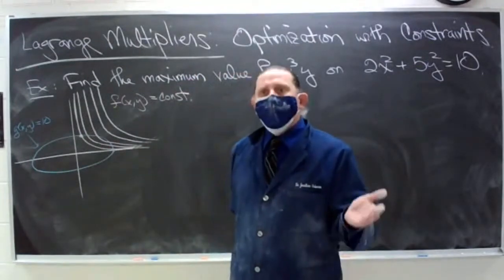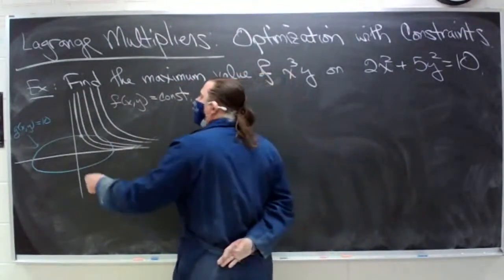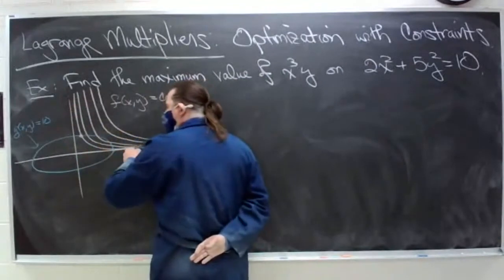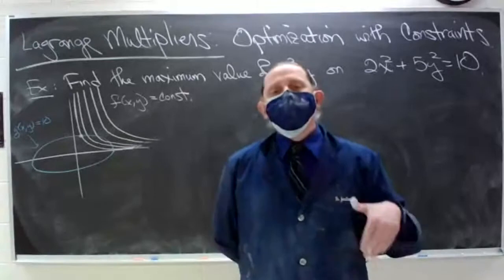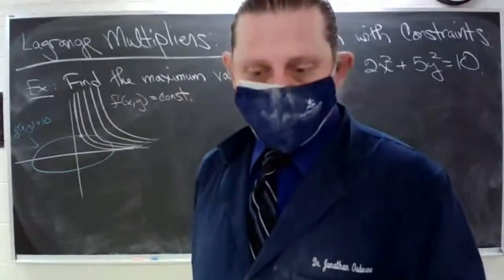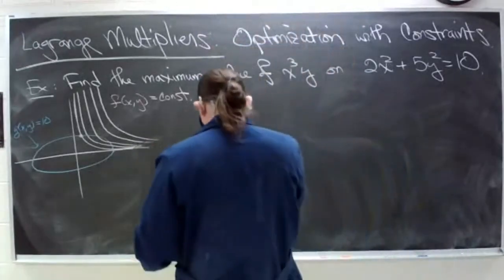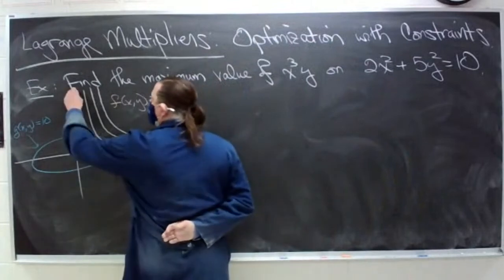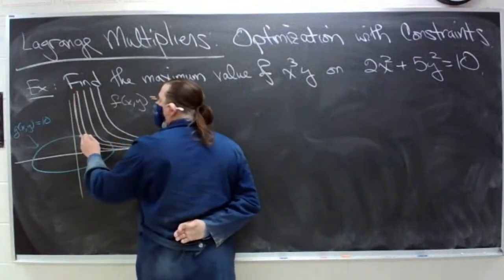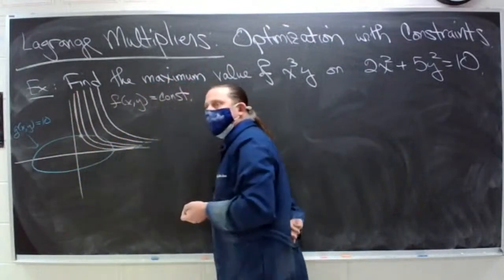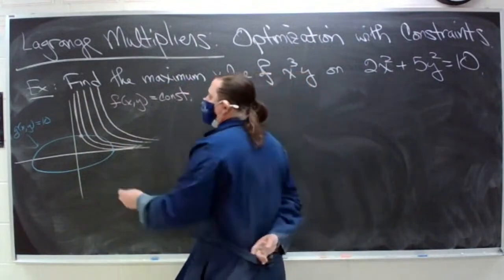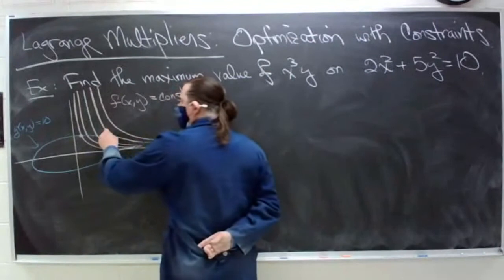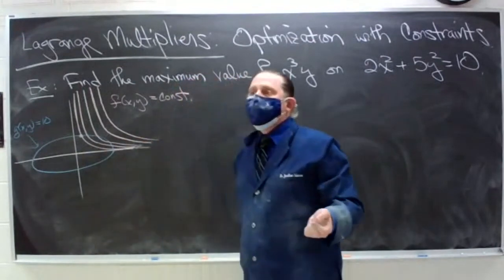Right? The problem is that this goes through the constraint curve. I have values on either side of it. Same thing with this one. I could get bigger or smaller, all right, while staying on the ellipse. Clearly, this one doesn't work. It's too big.